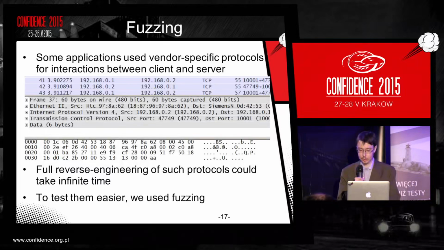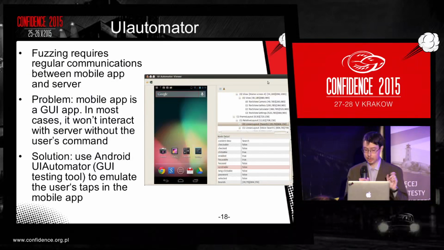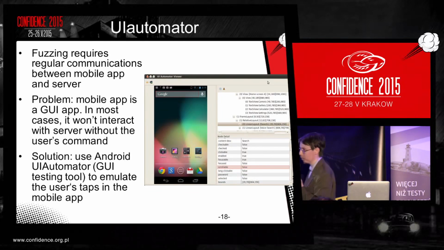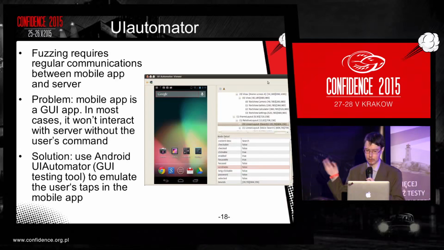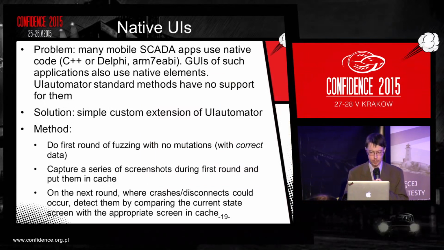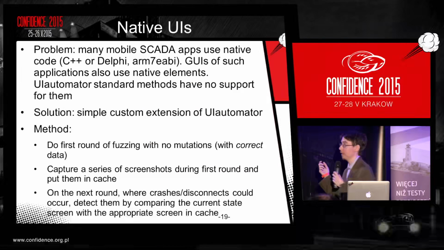To test them more easily, we used fuzzing. But fuzzing requires regular communication between the mobile application and the server. And for a mobile application, the problem is that a mobile app is a GUI application. In most cases, it won't interact with the server without a user command, without tapping on some components on the screen. We used a simple solution, Google Android UI Automator, a GUI testing tool, to emulate the user taps in the mobile application. However, the next problem arose.